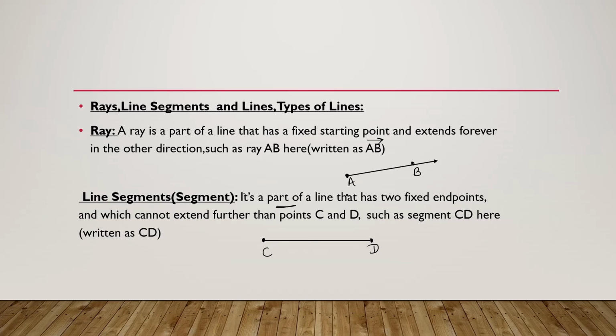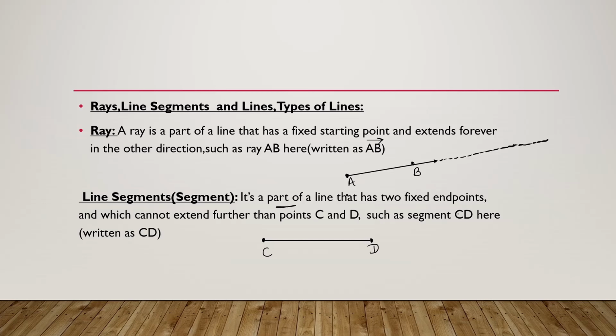Second one is ray. So what is a ray? A ray is a part of a line that has a fixed starting point and extends forever in only one direction. In this picture, in AB, A is a fixed point and it can extend in the B direction indefinitely. That represents the ray, and the symbol for representing the ray is AB with one arrow above the AB. That is a ray.